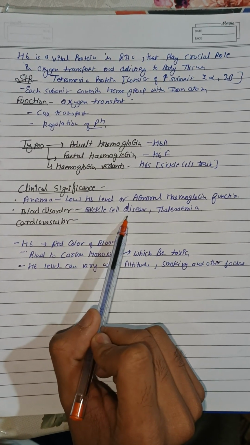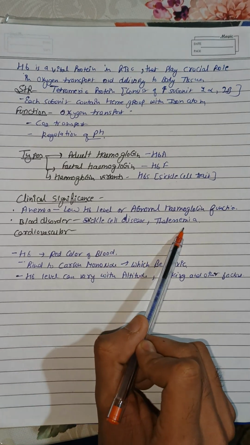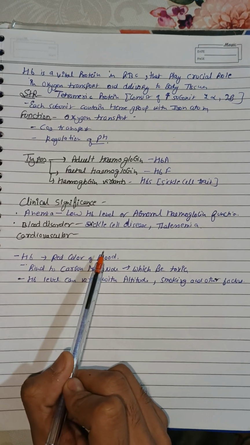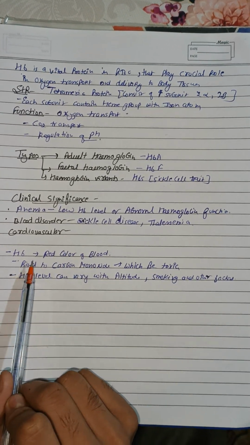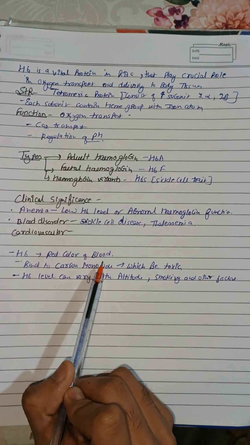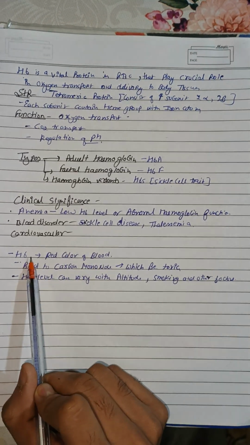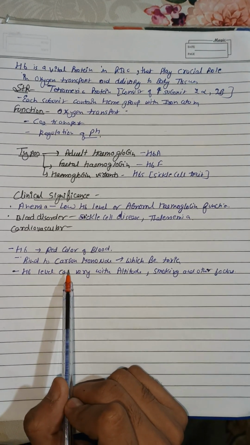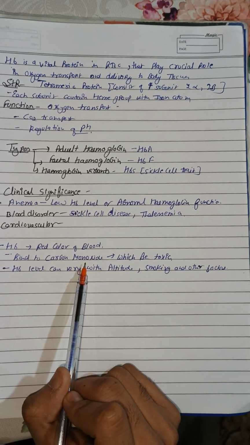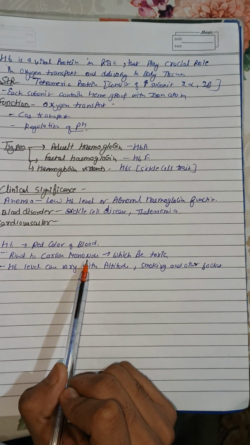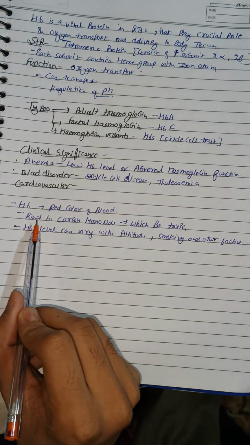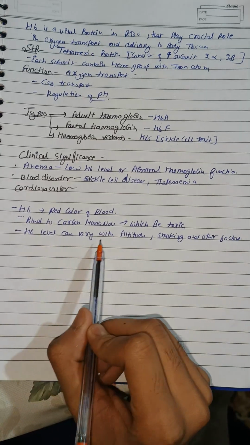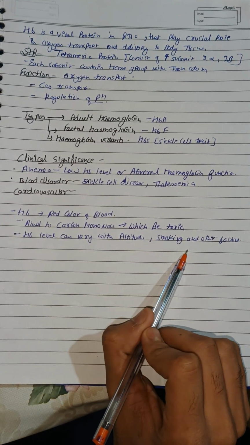In sickle cell anemia, quality is affected, or in thalassemia, quantity of blood is affected. Some cardiovascular diseases like heart attack and heart failure occur due to ischemia and hypoxia. Hemoglobin is red in color. The red color of blood is mainly due to the hemoglobin pigment. Some interesting facts about hemoglobin: hemoglobin binds to carbon monoxide, and the binding with carbon monoxide is greater as compared to oxygen, which is very toxic. Hemoglobin level can also vary with altitude, smoking, and other factors.